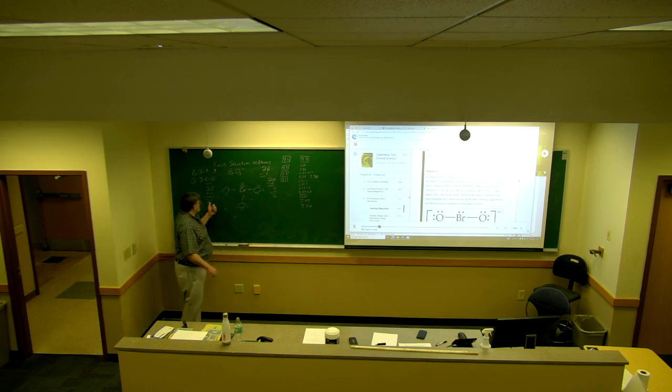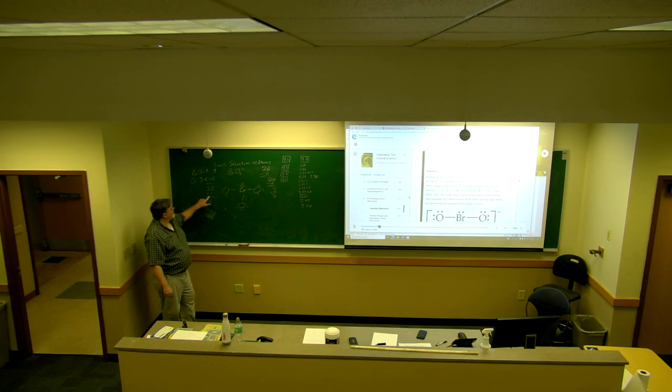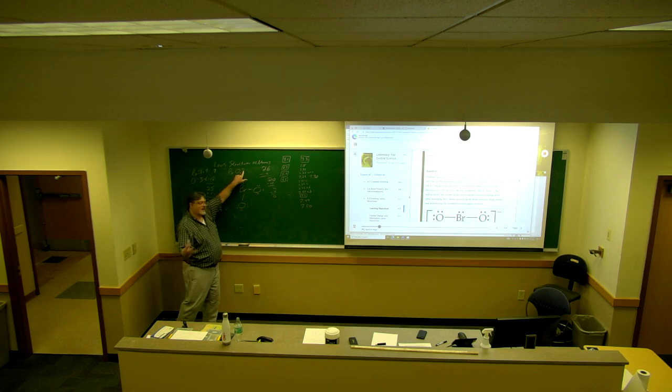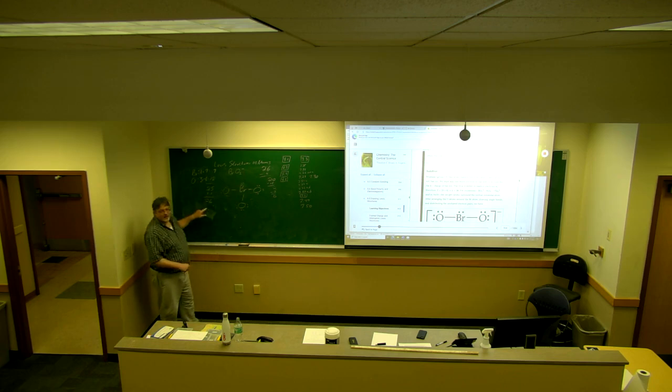I wanted to do that one just to, notice I said plus 1, but this is minus. But minus means there's an extra electron, and that's what we're counting up here. So you've got to add an extra electron when it's 1 negative. If it was 2 negative, you would add 2 electrons. If it was plus 1, we would subtract 1 electron. If it was plus 2, we would subtract 2 electrons from the valence electrons.